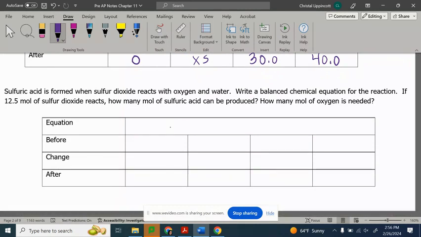You've got sulfuric acid being formed here. And it says that our sulfuric acid is formed from sulfur dioxide, oxygen, and water. See if I can squeeze him in there. All right, I got my equation balanced.